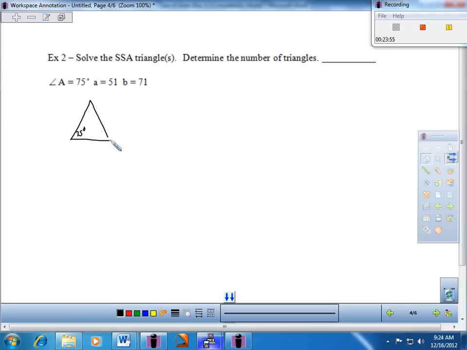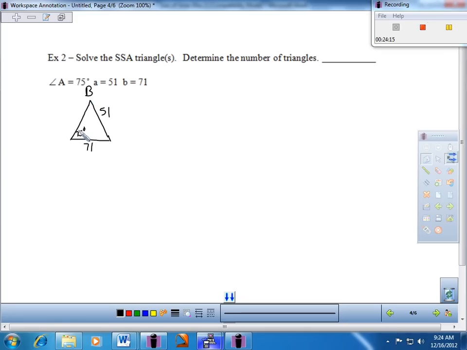And I've got that 75 degrees. Across from it is 51. And this is 71, something like that right in there. SSA. And now we have to deal with it, everybody. So hopefully everyone is cool with this piece, and let's go ahead and see what angle B is all about. So let's go for it.